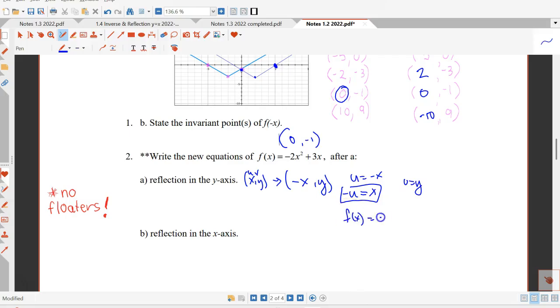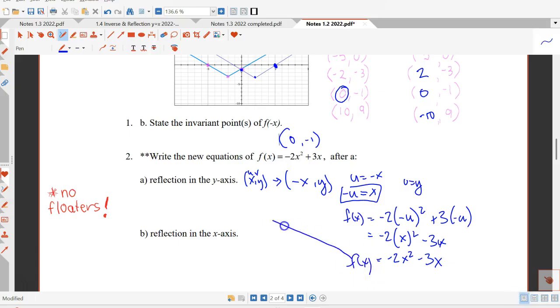So if I replace this, f of x is just y. It's -2, and I'm going to put -u in here squared, plus 3 times -u, and I'm going to change my u's to x's. So this is -2. U squared is just x squared, because that's an x, minus 3x. And so it's -2x squared minus 3x. This is the new equation after it's been reflected in the y-axis.